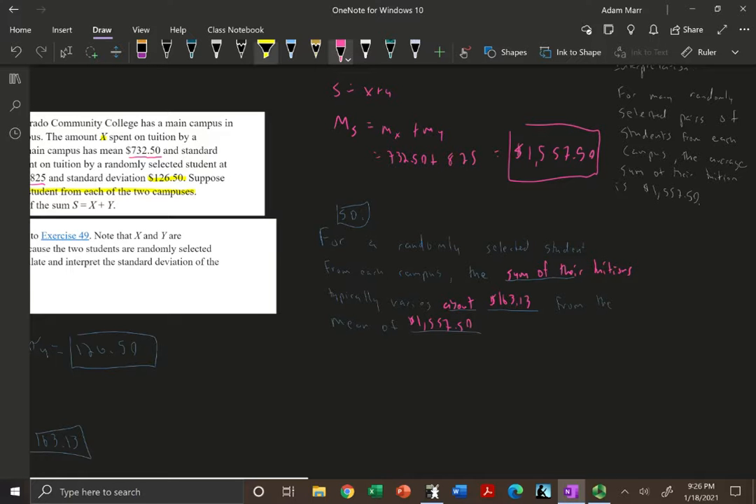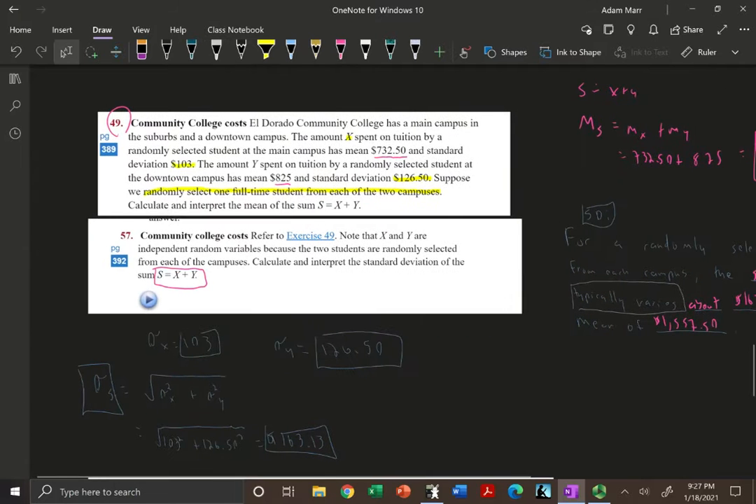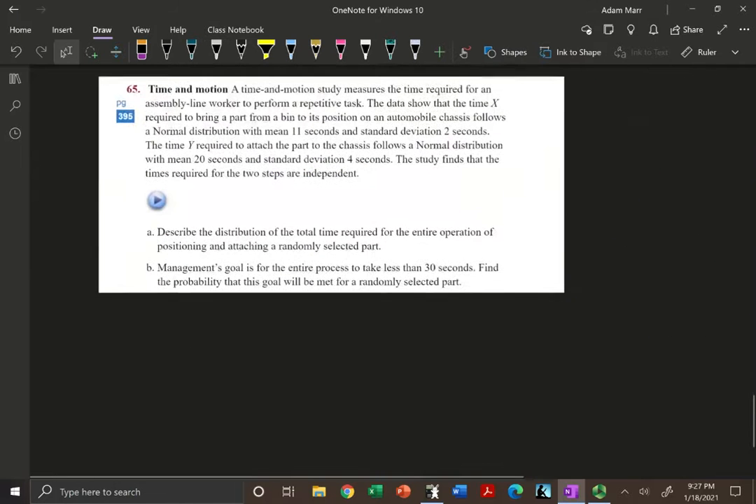So remember those key words right there. It's typically varies, all right? That's why I say it's the typical distance from the mean, the average distance from the mean. That's what we're talking about here with standard deviation. All right, so that's 57 right there. All right, let's go on to number 65.